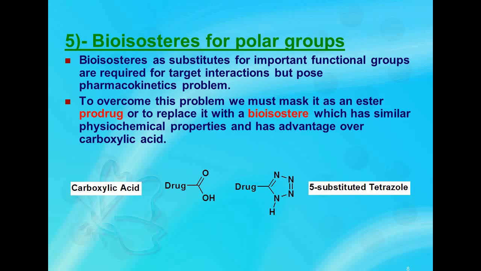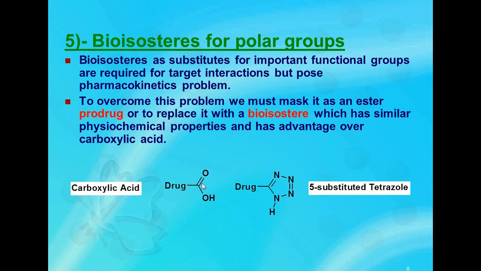Now coming to the bioisosteres for the polar groups. Bioisosteres as substituents are substitutes for important functional groups that are required for target interaction but pose pharmacokinetic problems. For example, the carboxylic acid is a highly polar group which can be ionized and hinder the absorption of any drug containing this group.